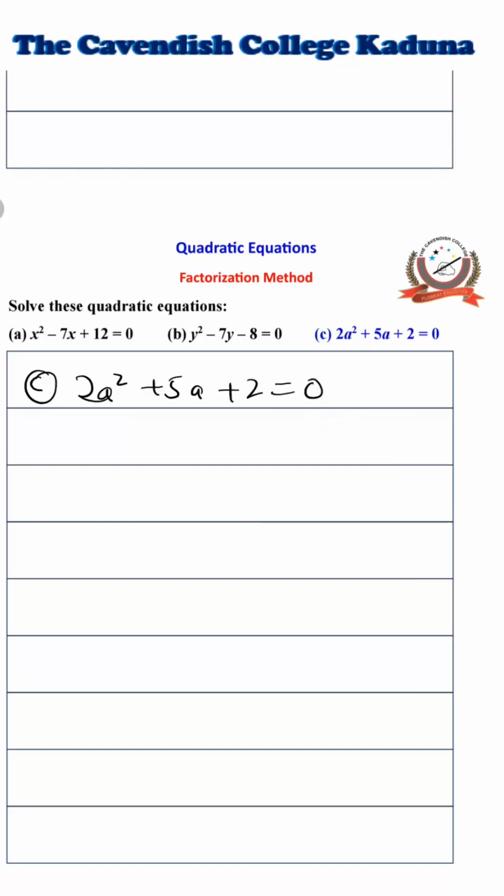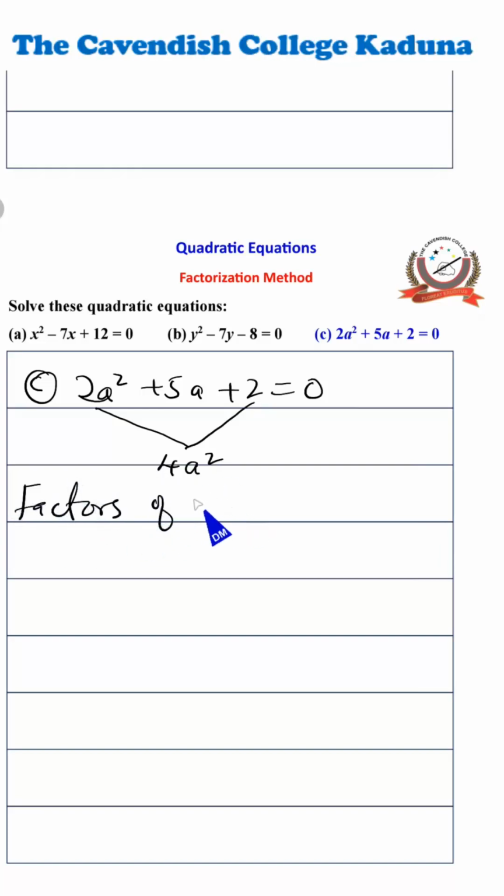This time around, unlike A and B, C has the coefficient of a squared being 2. So what we do at that point is multiply this and this: 2a squared times 2 will give us 4a squared. We are then looking for factors of 4, whose sum will be positive 5.